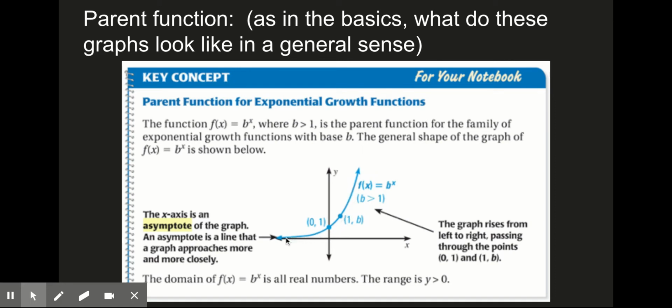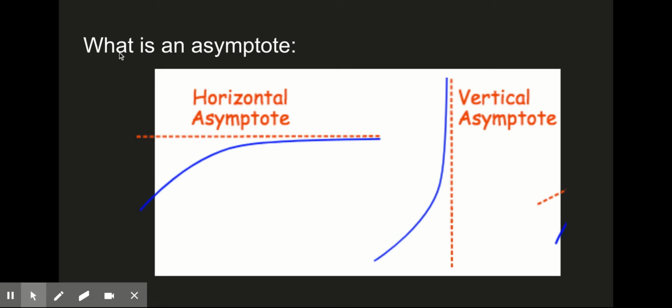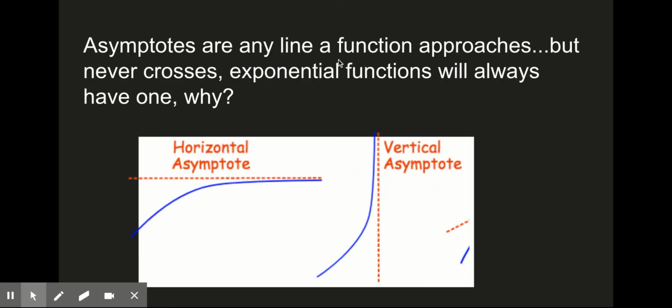But look at this. This is a big, important piece of today's lesson, the word asymptote. What is it? Well, here's what it looks like. Here's horizontal. Here's vertical. Do you guys think you could tell me what it is? Pause the video and think about it for a second. It's any line that a function approaches but never ever crosses. And exponential functions all have one.